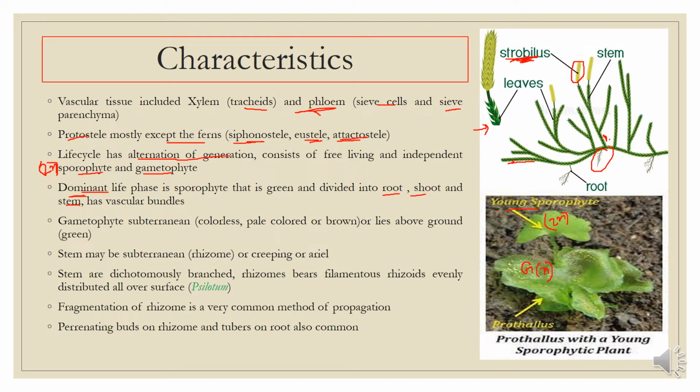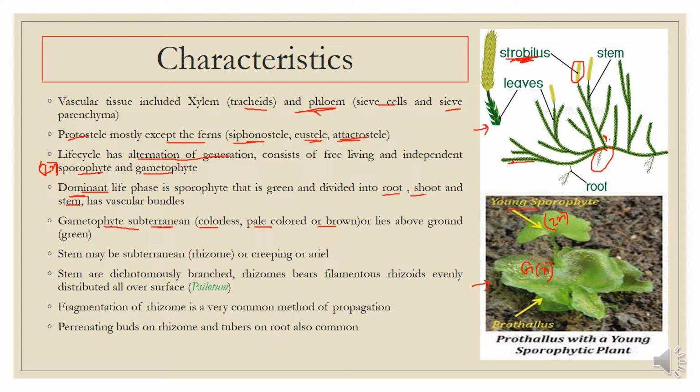So two generations. The gametophyte, here in this picture, is growing above the ground, but nevertheless there are also certain gametophytes which are subterranean, that is, occur below the ground. Such gametophytes are colorless or pale or brown colored, and they are saprophytic in nature, that is, they depend upon decaying organic matter by extracellular enzymes.